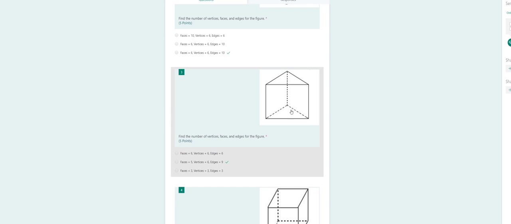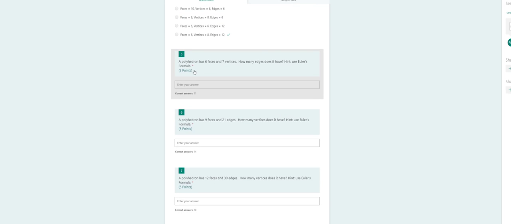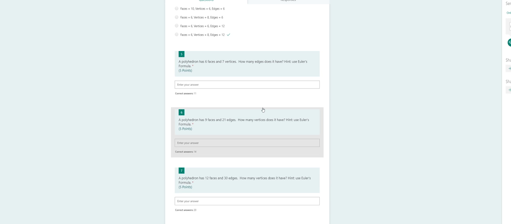And that's basically what you will be doing with all these shapes. And then the question on the bottom says a polyhedron. A polyhedron is any 3D geometric solid shape that, normally if it has 6 or more sides, is called a polyhedron. So a polyhedron that has 6 faces, 7 vertices, how many edges does it have? Okay, so here you're going to use, and notice I put a hint, use Euler's formula. So you're going to use Euler's formula to find out how many, and you go ahead and submit your answers.